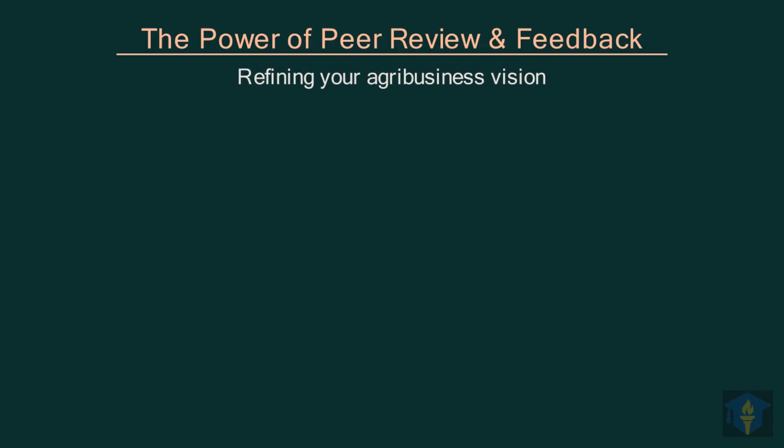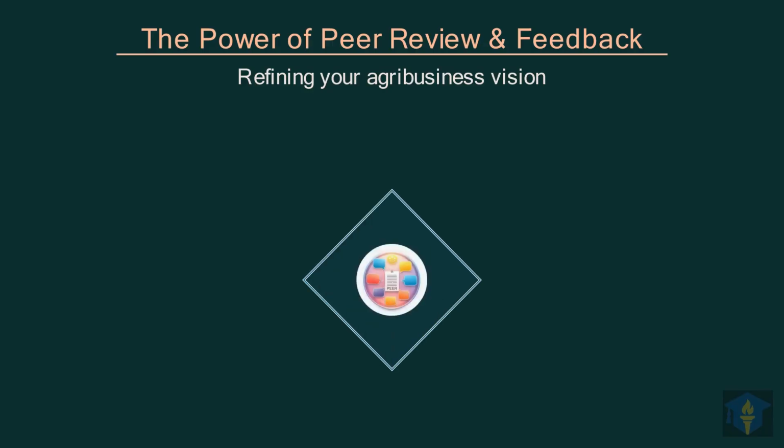This process is all about refining your agribusiness vision through constructive input from others. Peer review helps you improve your plans by identifying areas that need development. It allows you to identify gaps, refine your strategies, and strengthen your business assumptions. Another key benefit is helping you identify potential pitfalls before they become problems.